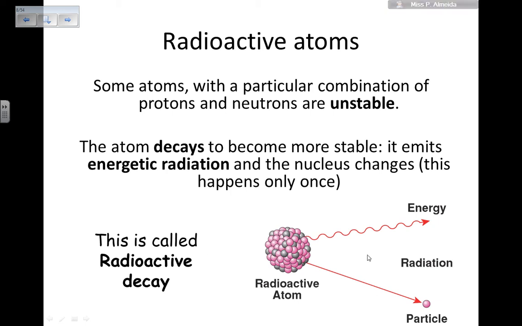And this is how it looks. So this is my nucleus that is quite unstable. Radiation is given out in the form of energy and a radioactive particle, which could be alpha or beta, okay? So this is all that you need to know for now. More detail on this stuff is going to come up in my next video.